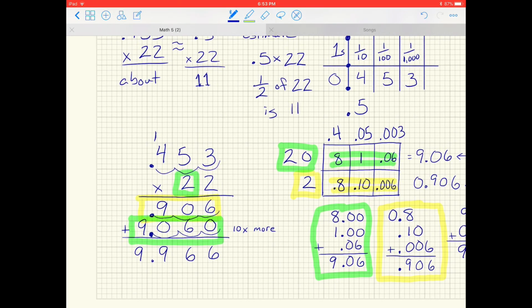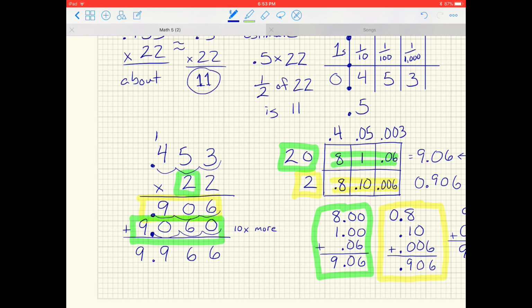That's a good sign. And looking back up here at our estimate, we said it was going to be a little bit less than 11. 9.9, that's pretty close to 10. So not too far off 11. Okay, catch up with your writing. See you soon.